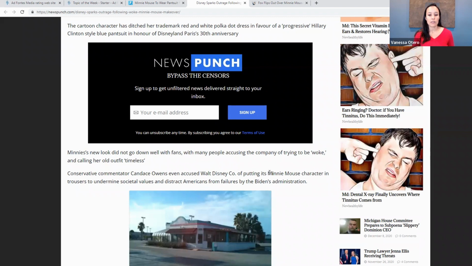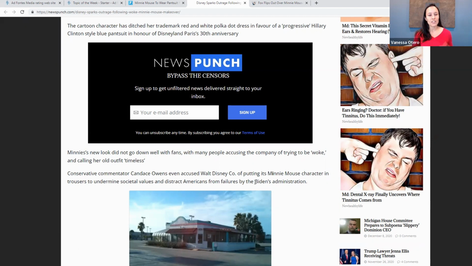So accusing the company of undermining societal values and distracting Americans from failures by the Biden's administration. Notice that this is pretty opinionated, elevating the opinion of Candace Owens, whose quote is the guest of the article, right? And here it appears the reason they're including Candace Owens' quotes is to say Candace Owens is right. There's outrage out there. Look at all these people that are mad because of the things that Candace Owens is pointing out.